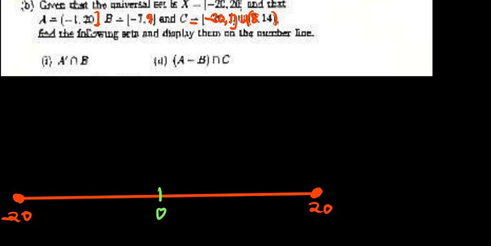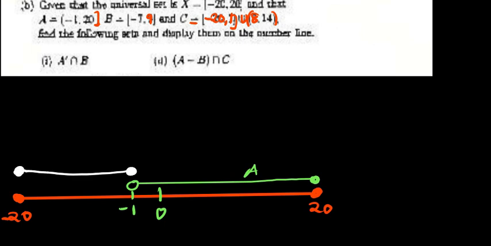So we want to find a complement. So what is A? A is from negative 1, I'll put negative 1 here, all the way to 20. Now that is A, but negative 1 is not included. So from here all the way to that point, that is A. But we want A complement. A complement means that this should be included, since A is not part of it, going to that side. But this should also be included. That is A complement. And I'm not interested in A, so I'm going to remove it.